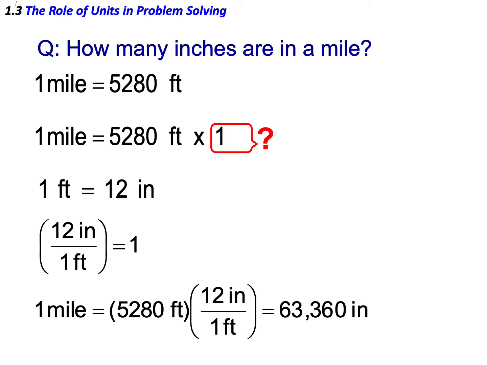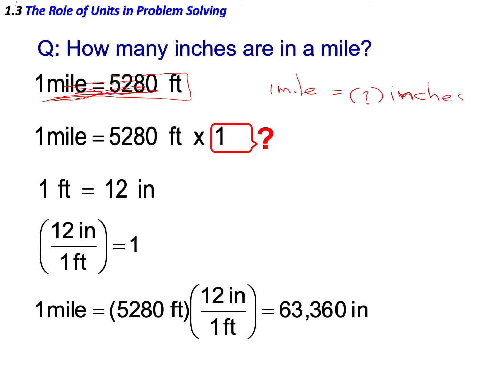Let me select a pen. 1 mile, because we don't know how many inches. Okay, so 1 mile equals 5280 feet, which is our conversion, which is given. You need to know one conversion in order to calculate how many inches are in 1 mile. So 1 mile equals 5280 feet, which is given.